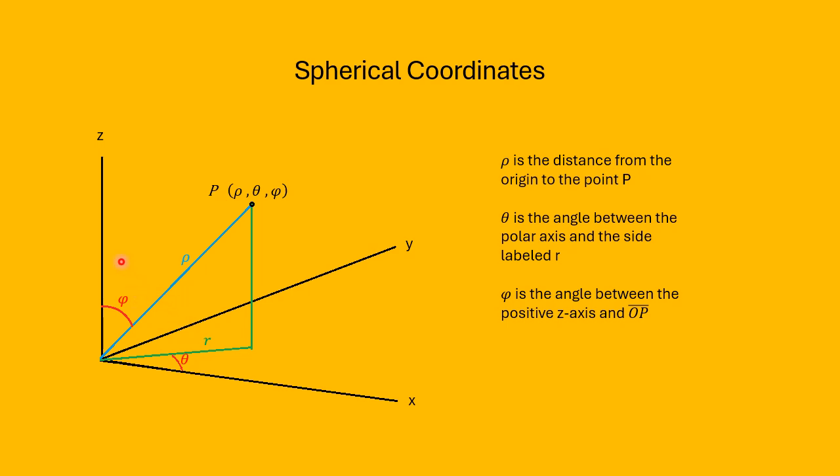Phi is the angle between the positive z-axis and this line that we drew from the origin to our point of interest. It's the angle between the positive z-axis and the line going from the origin to P.